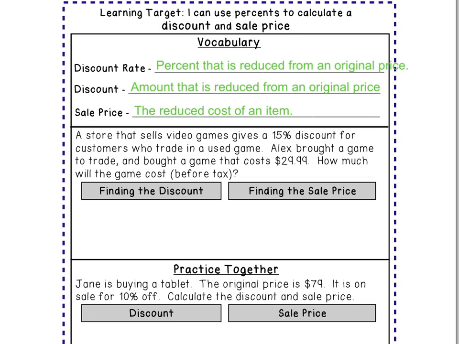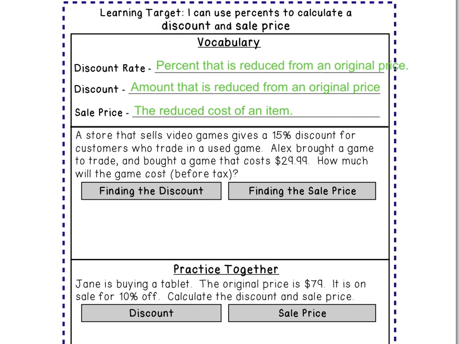The discount is the amount, so that money that you're actually going to take away from the original price. And the sale price is what you're actually going to pay, so the reduced cost of the item. Let's go ahead and practice finding the discount and finding the sale price.